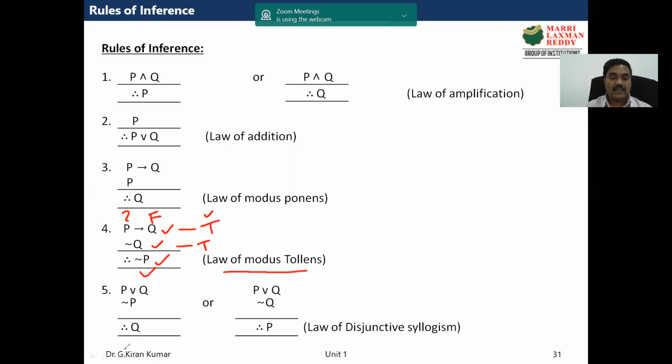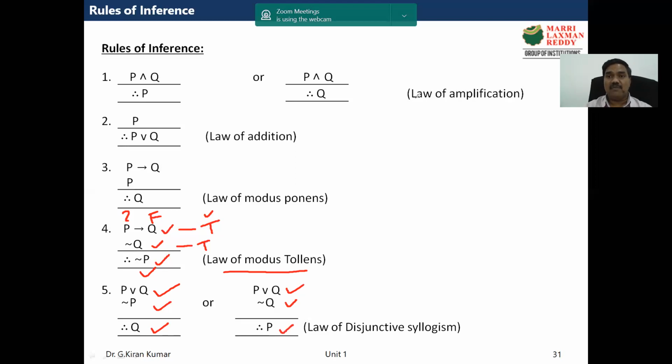Okay. Next, the fifth rule. Law of disjunctive syllogism. Disjunction means or. So the fifth one is P or Q as one premise and negation of P as another premise. Then we can always argue Q is a valid inference. Or if P or Q is a premise and negation of Q is another premise, then in that case we can argue P as a valid inference.